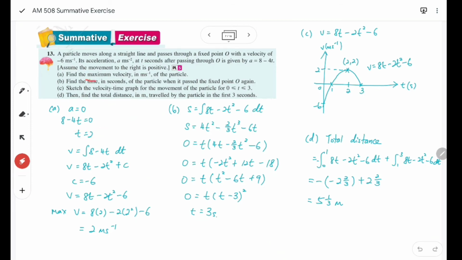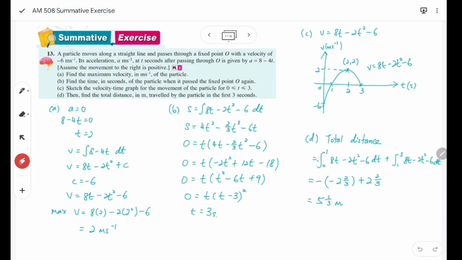And we want maximum velocity. We need to sub in t equals 2 into the function of velocity. So now we have to find the function of velocity by integrating 8 minus 4t with respect to t, and we'll get v equals 8t minus 2t squared plus c. Our initial velocity is negative 6. Therefore, v equals 8t minus 2t squared minus 6.